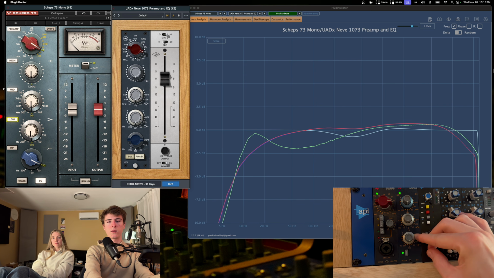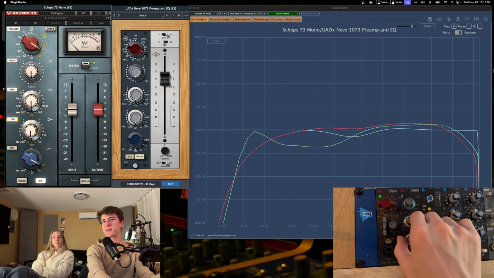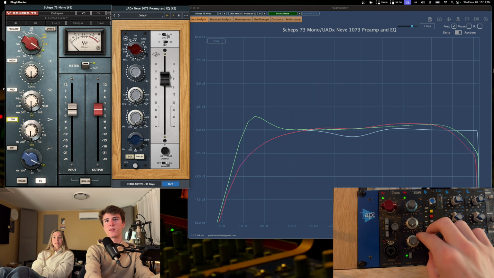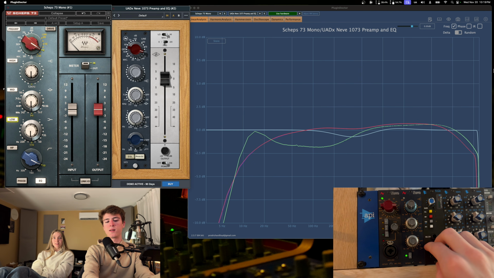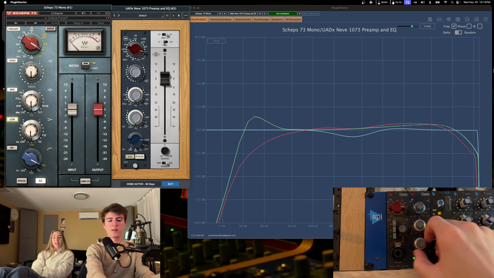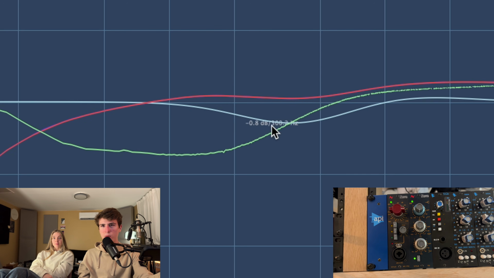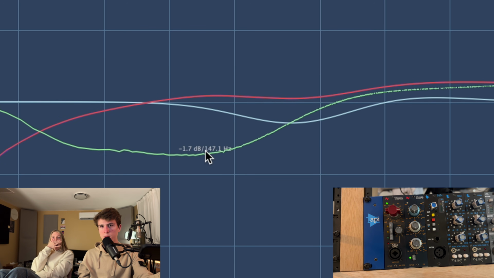Hardware. Whoa. What did you do? I just switched it in. What? You just turned it on? Yep. That's like a 2 dB cut. Seems to start around 600. It rolls down gradually. It starts to flatten out a little bit around 150.